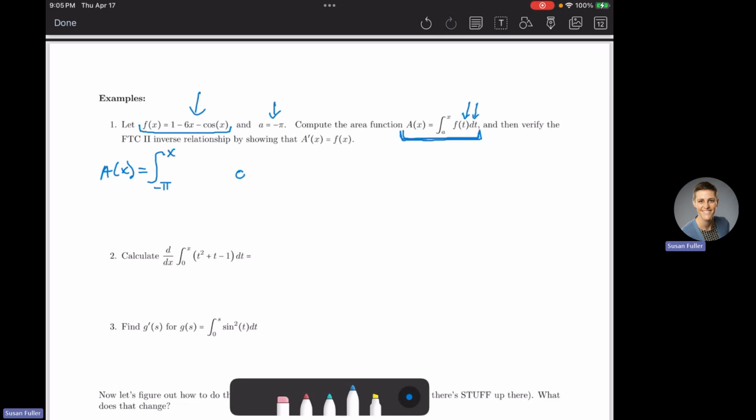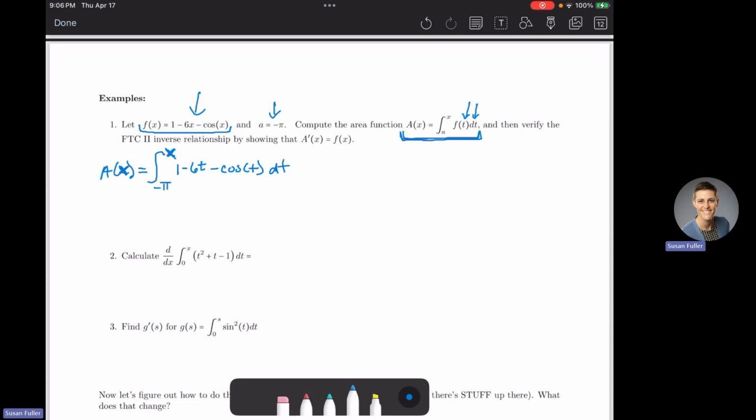In here, we need to pick a variable that's not x, because technically this variable in our outside function, x, is already up here. It's in my interval. I need to pick a different variable in here so that I don't get confused. So we're going to do t's. So my function is going to be 1 minus 6, I'm using a variable of t, and I didn't leave myself enough space, minus the cosine of t dt. So this is what my area function looks like.